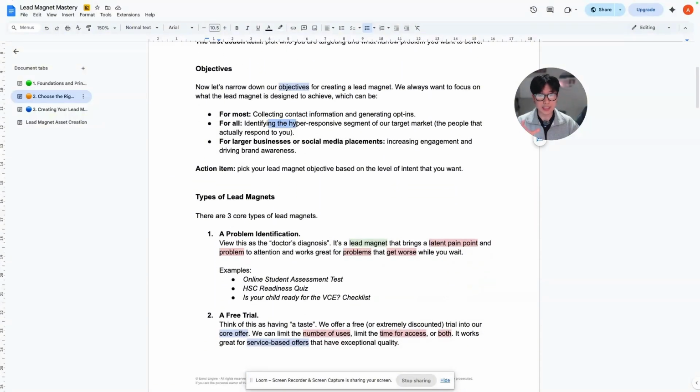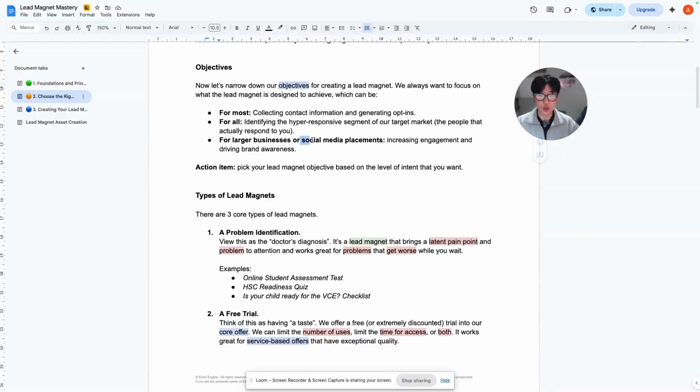For everybody, you want to be identifying the hyper-responsive segment of your target market, which is the people that actually respond to you and interact with you. And for larger businesses or social media placements, you want to be increasing the engagement and driving brand awareness. This materializes in the forms of views, comments, and overall interactions with your brand and your socials.